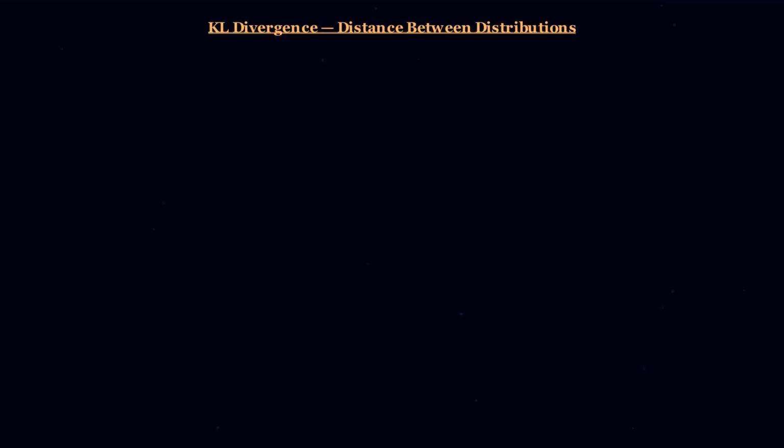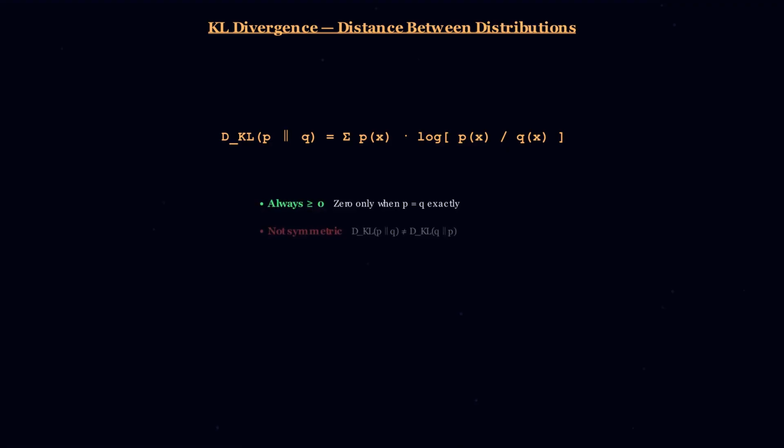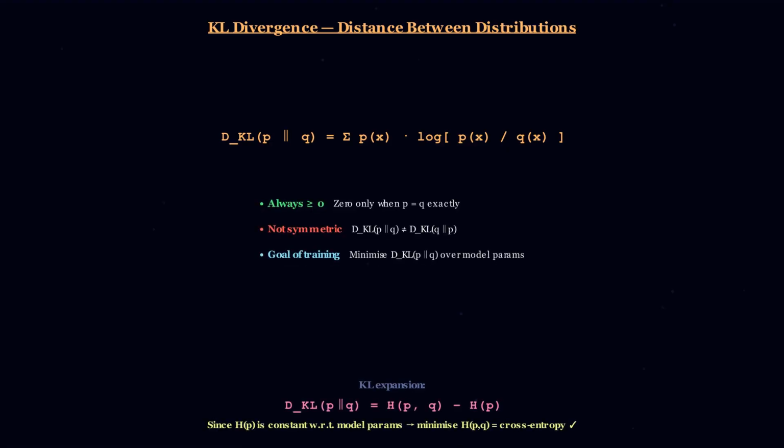Now we can measure how different two distributions are. This is KL divergence. The KL divergence from Q to P, written D_KL of P double bar Q, measures how much extra information you need to describe samples from P when you use Q as your encoding scheme instead of the true P. Formally, the sum over all X of P of X times log of P of X divided by Q of X. It is always 0 or positive, 0 only when P and Q are identical. It is not symmetric. KL from Q to P does not equal KL from P to Q.